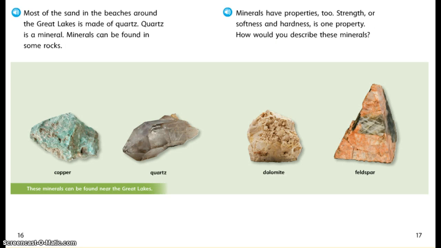Most of the sand in the beaches around the Great Lakes is made of quartz. Quartz is a mineral. Minerals can be found in some rocks. Minerals have properties too. Strength or softness and hardness is one property. How would you describe these minerals? Copper, quartz, dolomite, feldspar. These minerals can be found near the Great Lakes.